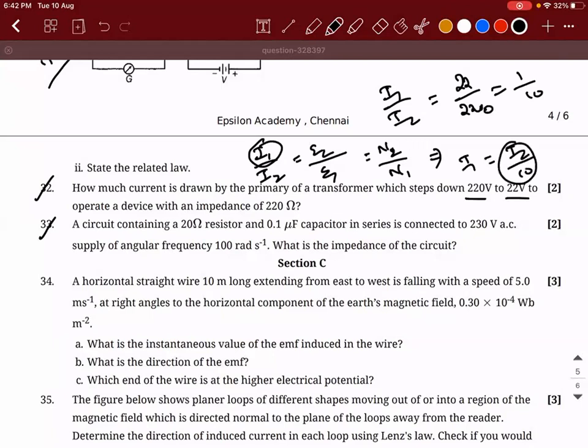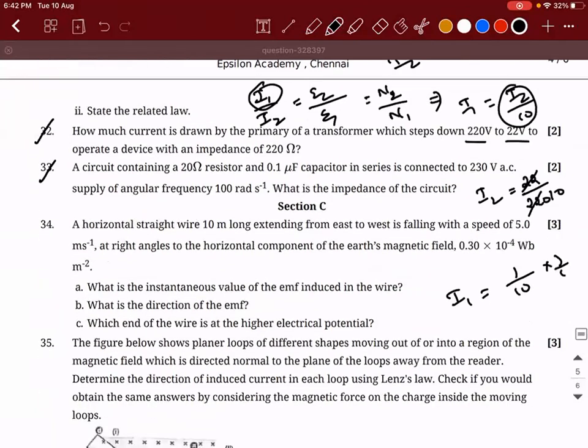But what is the value of I2? I2 will be equal to 22 divided by 220 again, so that will be 1 by 10. So I1 will be equal to 1 by 10 into 1 by 10. It will become 1 by 100. It will be 0.01 ampere.